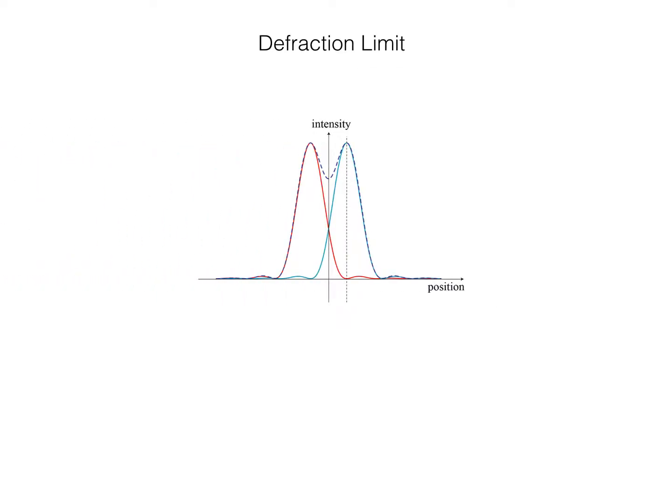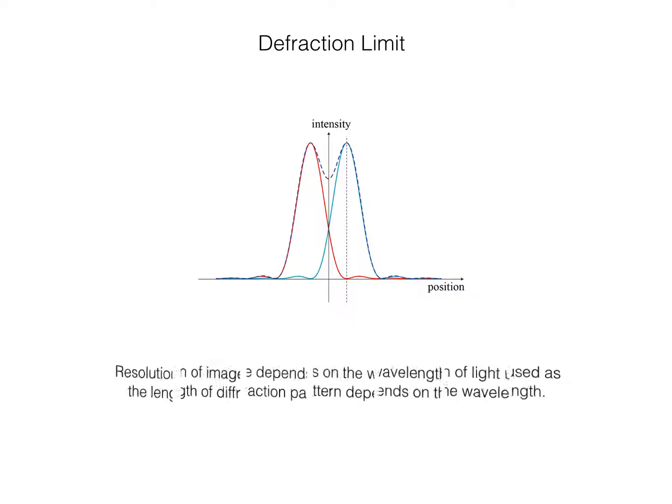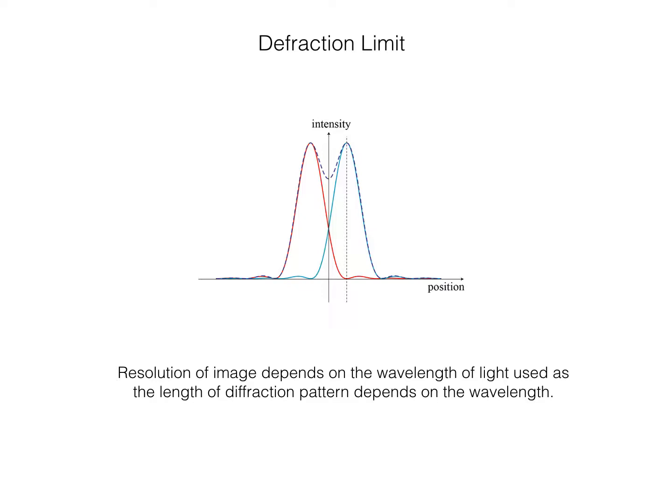Each object has its own diffraction pattern. Our eyes can differentiate between two objects if the distance between the peaks of the diffraction patterns of the two objects is greater than the diffraction limit. Resolution of the image depends on the wavelength of light used, as the diffraction pattern depends on the wavelength.